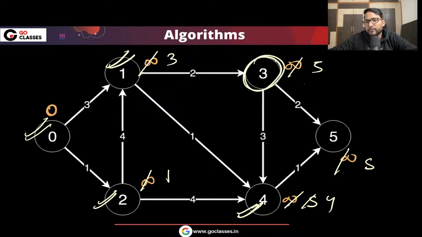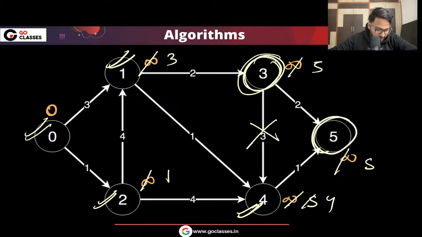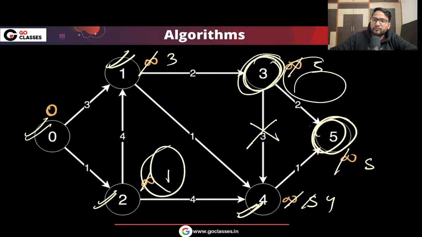So you relax all the outgoing edges. See, this edge will never get relaxed, right? Why? The reason is that if you pick this 3, this is going to the final vertex, right? So this edge will not get relaxed. Then this edge will get relaxed, but it will not get updated. So 5 plus 2 is 7, but it is 5. So anyway, these are the final answers, right? So 0, 3, 1, 5, 5, and 4.